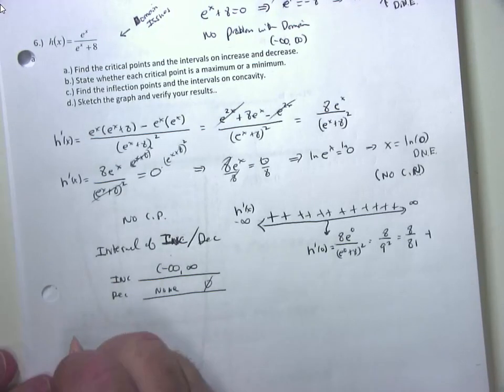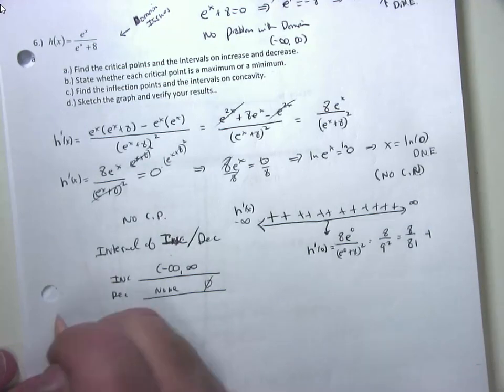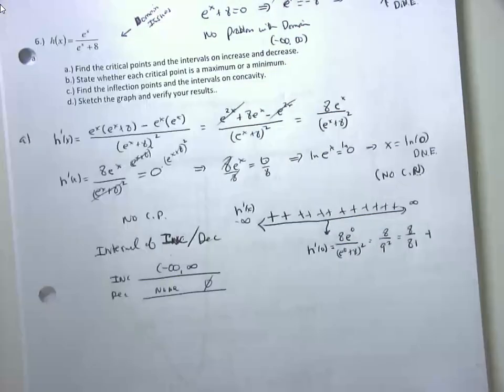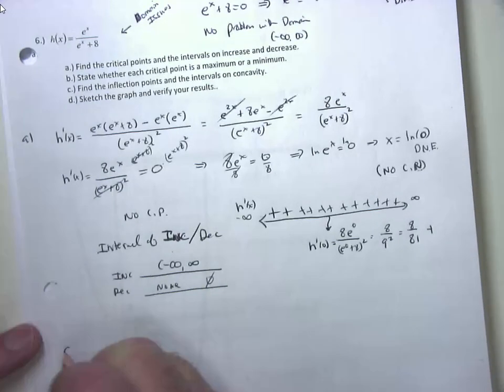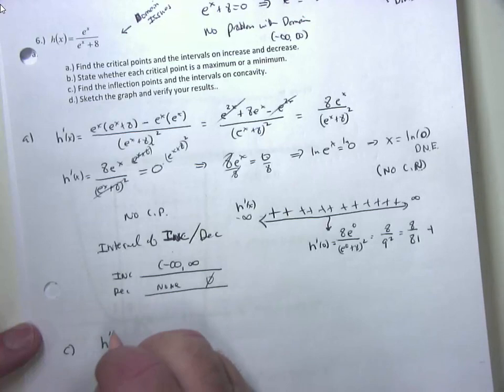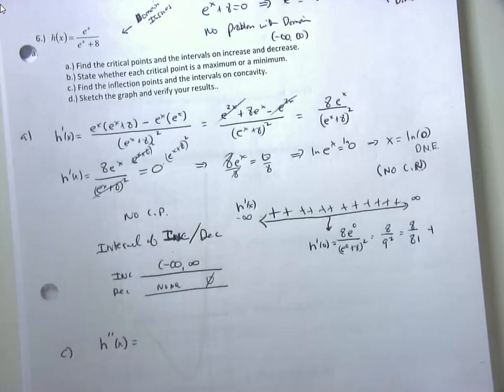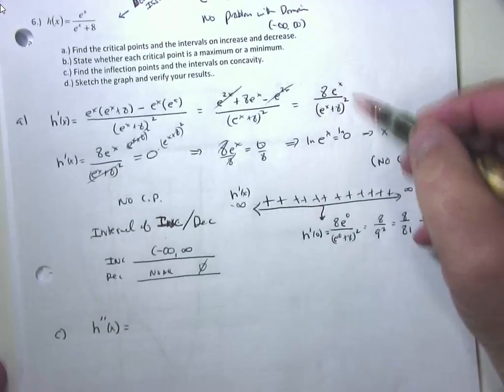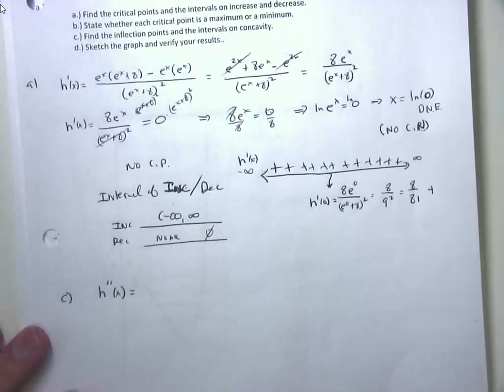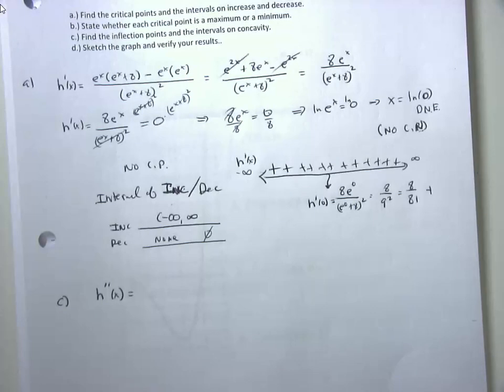What about, well, I don't have to worry about, this is part A. I don't have to worry about part B. What kind of max min points you have? You don't have any. So keep going. So what's part C? I got to have inflection points. So I need the second derivative. The second derivative is the derivative of the first derivative. It's still a quotient, so I got to use the quotient rule. It's a little nastier here, but here we go.